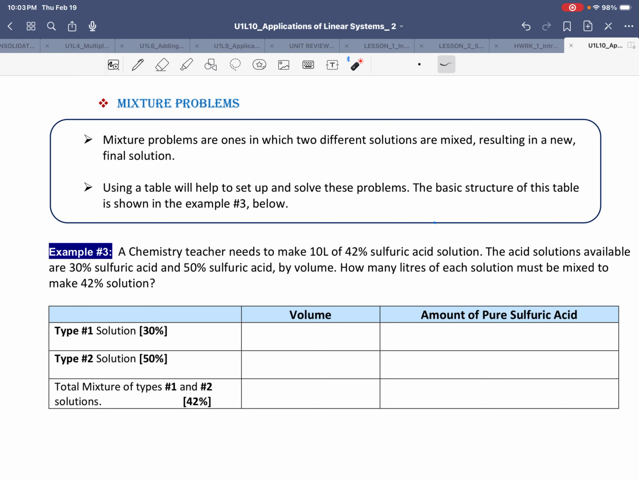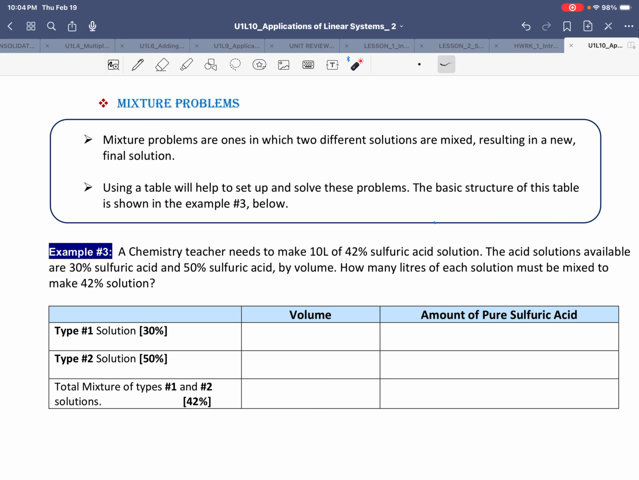Hi everyone, let's take a look at another application of linear systems, and this time we're looking into mixture problems. Mixture problems are the ones in which two different solutions are mixed to create a resulting or final solution. I strongly encourage that we use a table to organize the information. It will help us organize the information effectively and solve the problem efficiently and with no mistakes. Now, I'm going to explain how we set the table up.